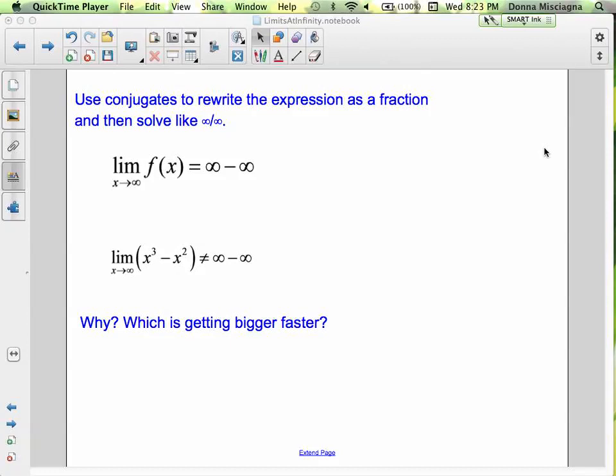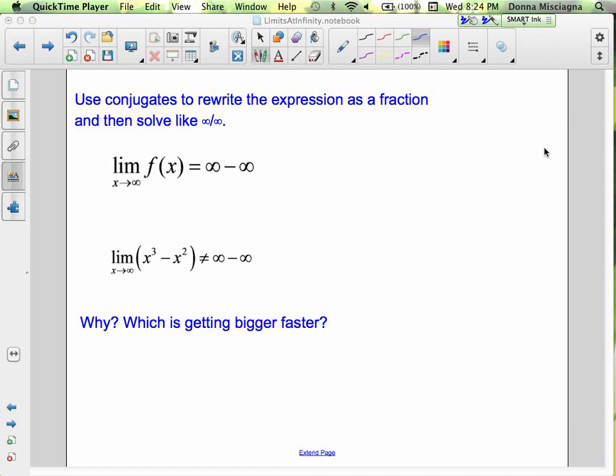Welcome back. So now we're going to look at using conjugates to rewrite expressions as a fraction and then solving it like a rational expression. And the reason we're going to have to do that is we have an indeterminate limit. If one function is approaching infinity and another function is approaching infinity and we have the difference, we need to figure out who's getting bigger faster, right?